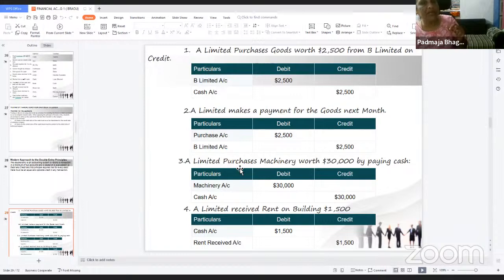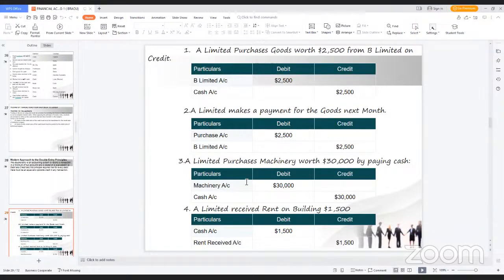So here, A Limited purchased machinery worth 30,000 by paying cash. He has purchased the machinery, but he is paying cash. So machinery account debit to cash account. Here, machinery is on the debit side, cash is on the credit side. Are you getting my point?